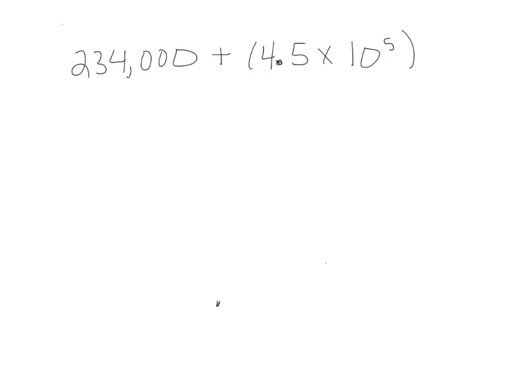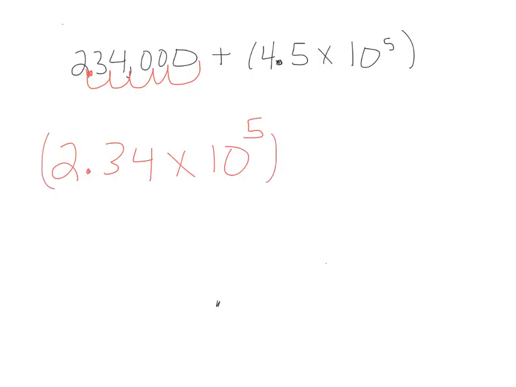I want my number to be between 1 and 9, so I will add my decimal point between the 2 and the 3. Now I have 2 and 34 hundredths. And I want to see what that is times 10 to what power. So I go 1, 2, 3, 4, 5. I moved it over 5 place values, so it's 10 to the 5th power. So now I have 2 and 34 hundredths times 10 to the 5th plus 4 and 5/10 times 10 to the 5th.